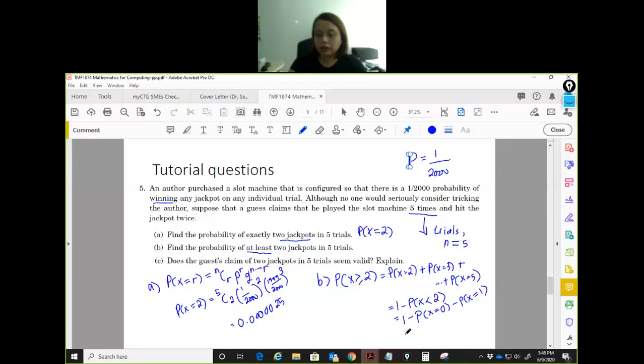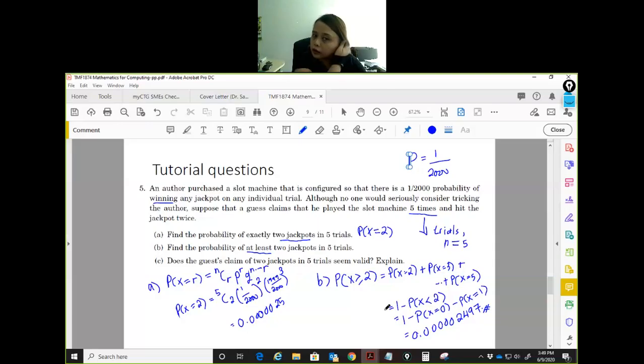Okay, so try to solve this using the same formula. You should get about, so I leave it to you. So this is about 0.000, let me see how many zeros I have, 1, 2, 3, 4, 5, 2, 4, 9, 7. Okay, so this is for question B.